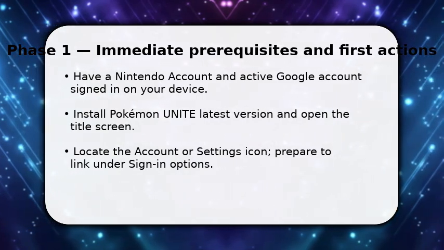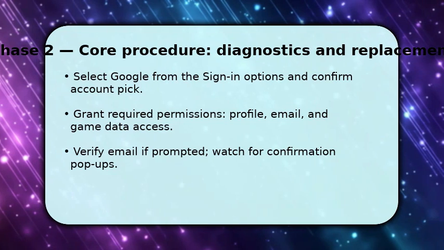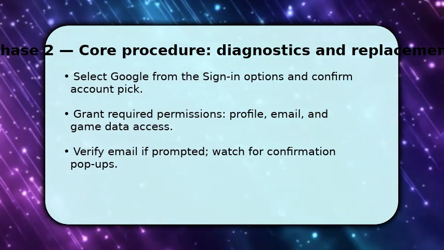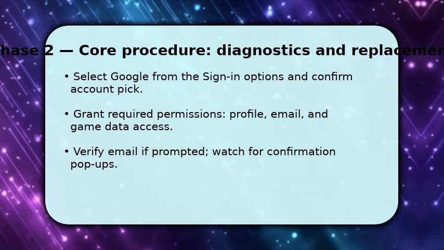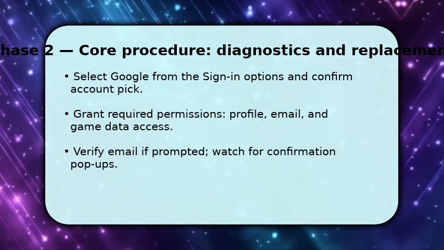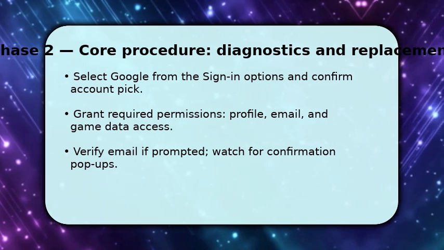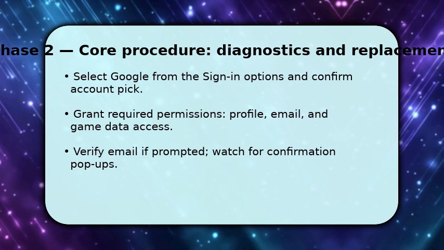You'll now select Google from the Sign In options and the Device Presence account choices. Pick the correct Google account to link. Once selected, the system asks for permissions, grant profile, email, and game data access so Unite can sync progress. Make sure to read permission prompts because they control saves and cross-device access.